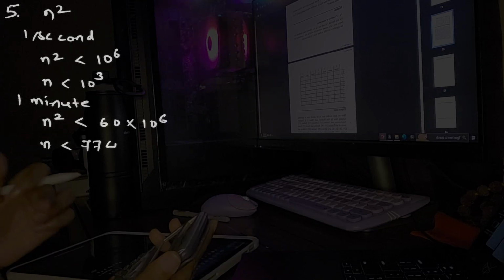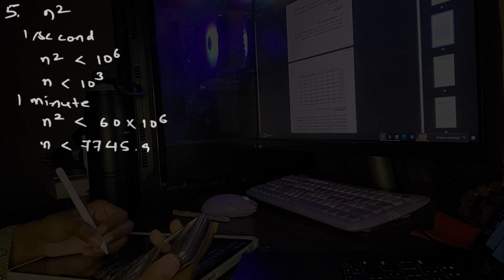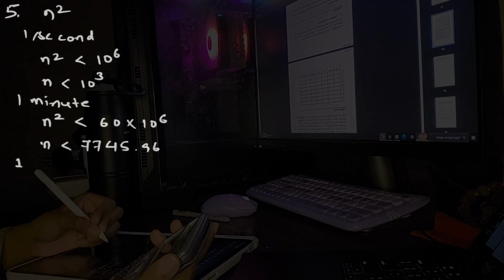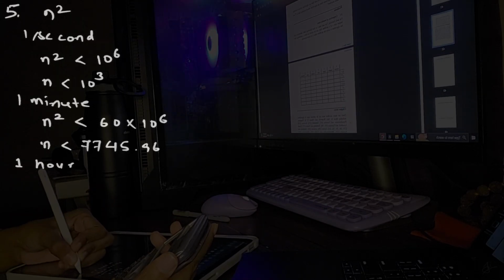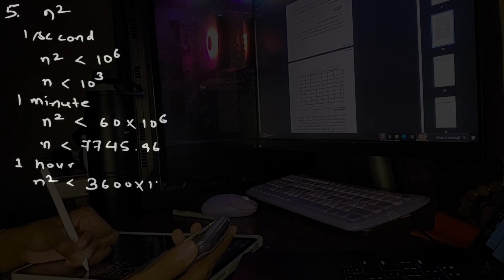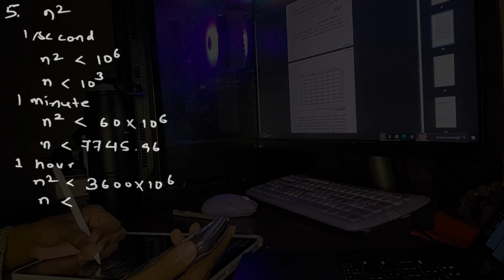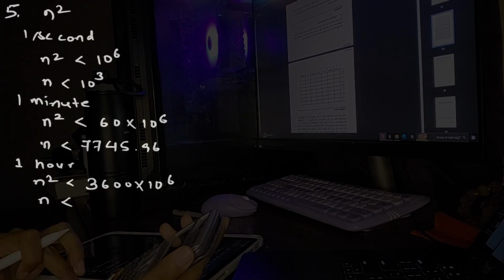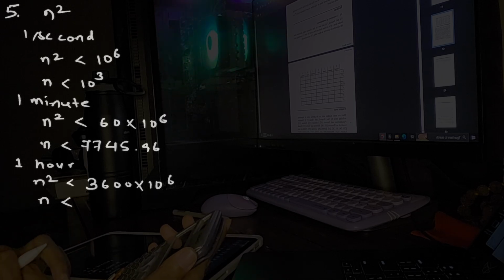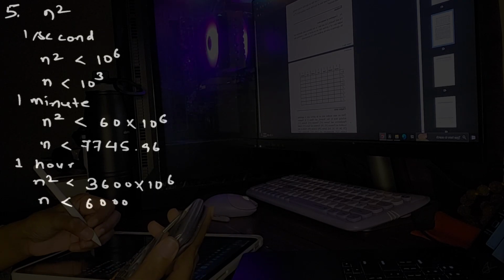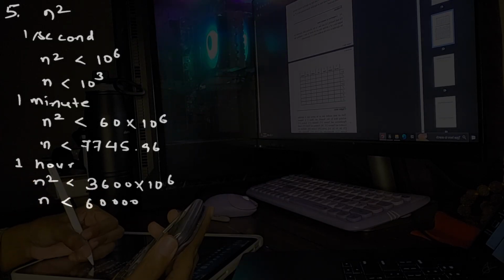Here the size is 7745.96. We could just take it as 7745. The size that can go in 1 hour would be n squared less than or equal to 3600 times 10 to the power of 6, and n would be nothing but the square root of it. So the square root of 3600 multiplied by 10 to the power of 6 is 60,000.